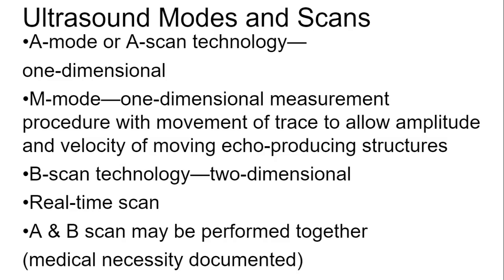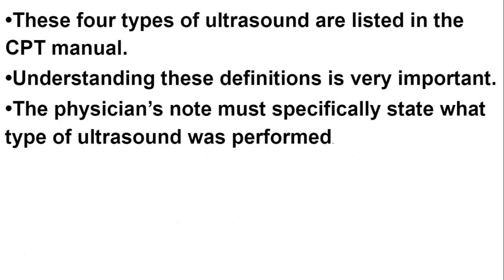Medical necessity needs to be documented. So you can do an A mode and a B scan together, but you have to have medical necessity attached to your claim. These 4 types of ultrasounds are listed in the CPT manual. Understanding these definitions is very important. The physician's note must specifically state what type of ultrasound was performed. If it does not, you must query the physician.